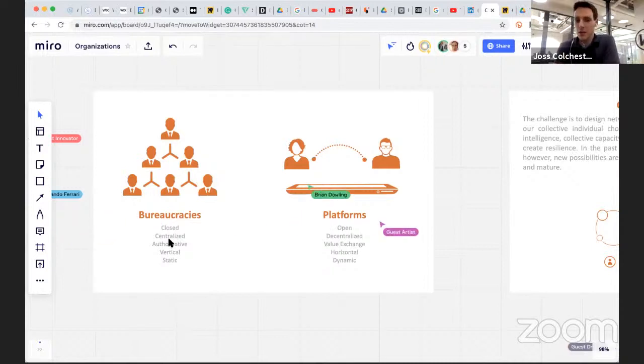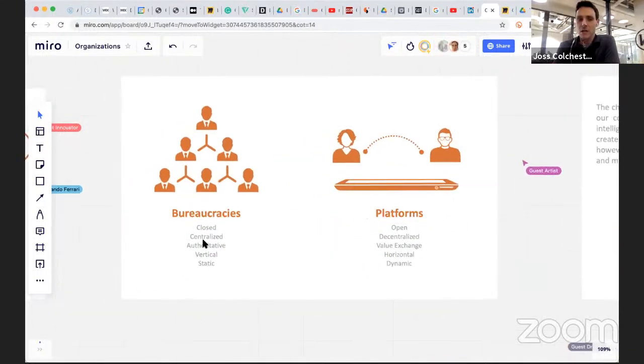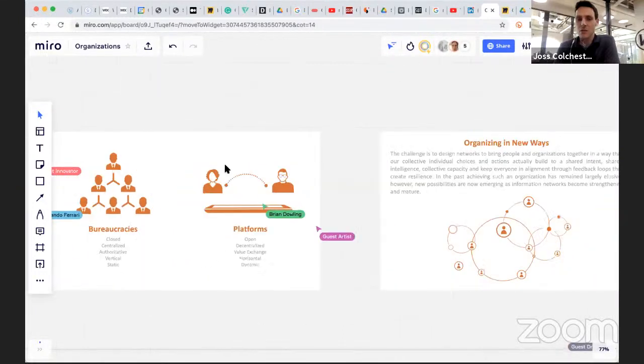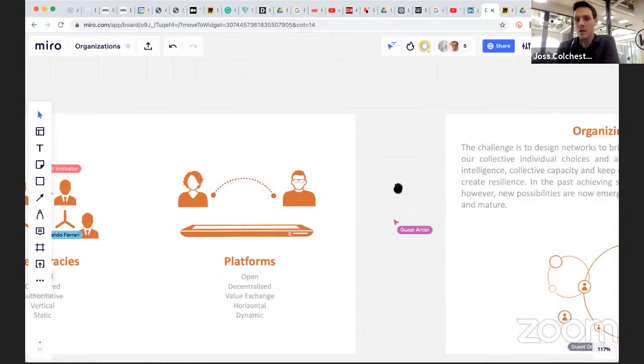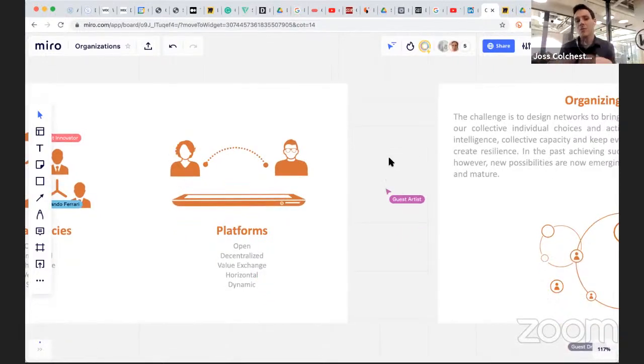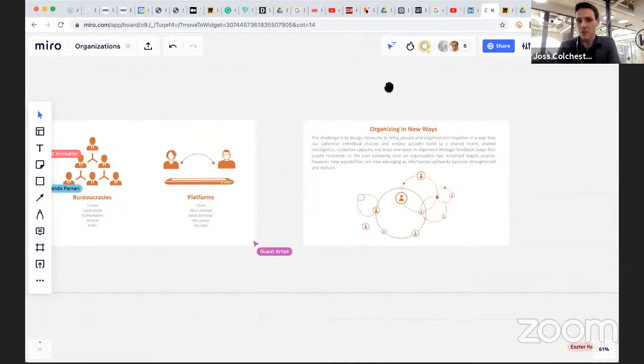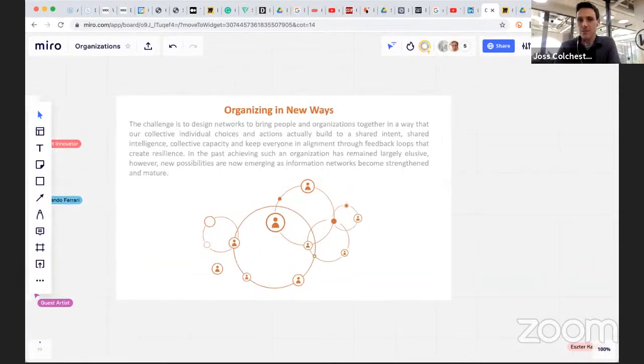We know it's a closed system, it's centralized, it's based on a chain of command and authoritative linkages, it's vertical, it's static, and so forth. And we're thinking more about this open ecosystem, network, platform. I'm using those words interchangeably. Decentralized is more about the value exchange between the members. It's horizontal and it's dynamic. That's what we're doing today, organizing in new ways.